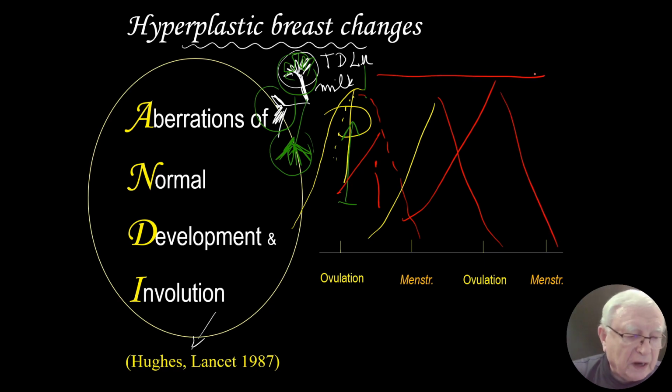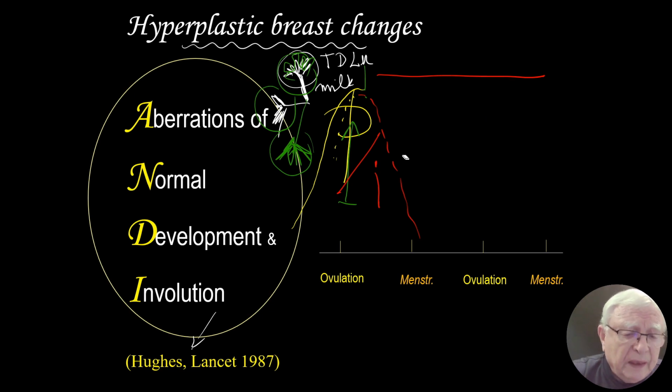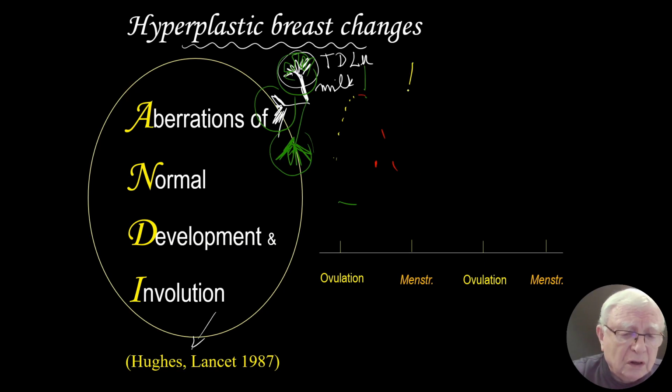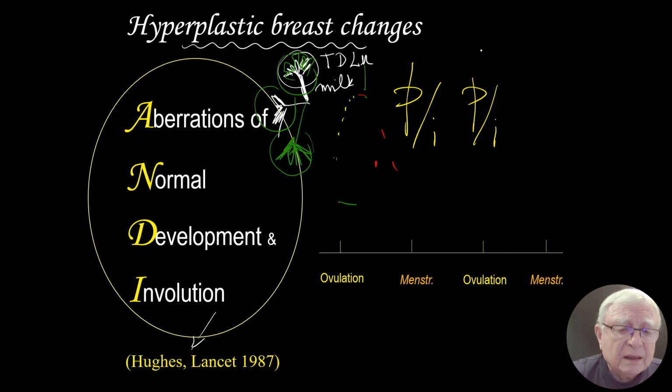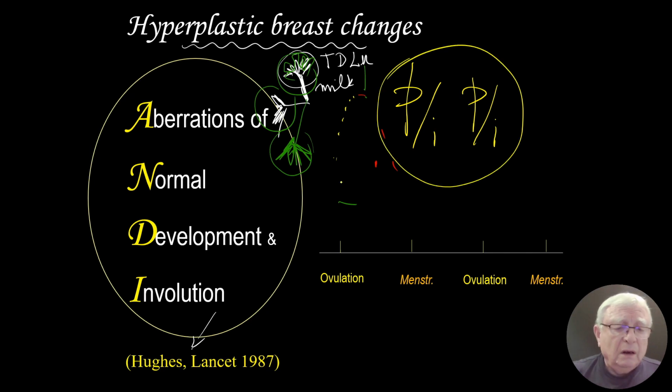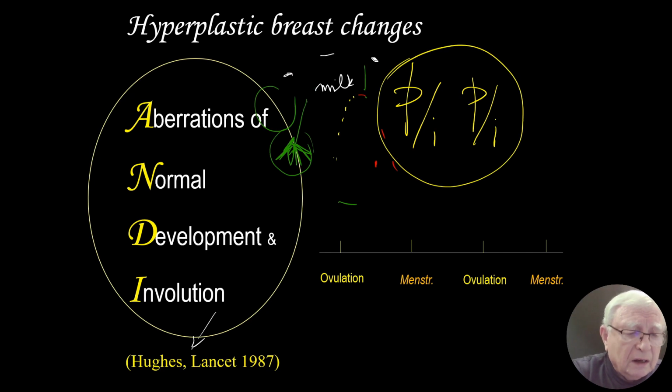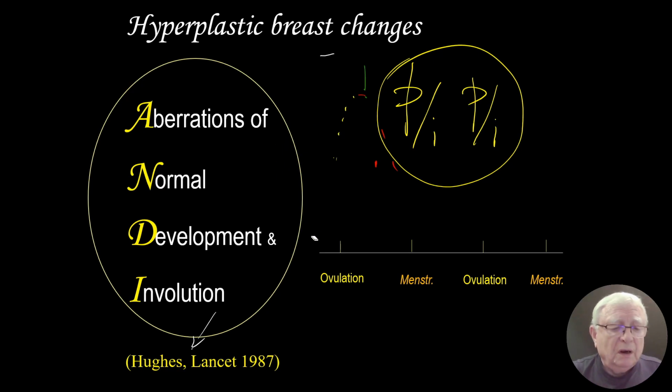What I want to say, and what Dr. Hughes wants to say, is that during the proliferation and involution and proliferation and involution, things can go wrong. And dear colleagues, this is what is called hyperplastic breast changes. Aberration of normal proliferation and involution, ANDI.